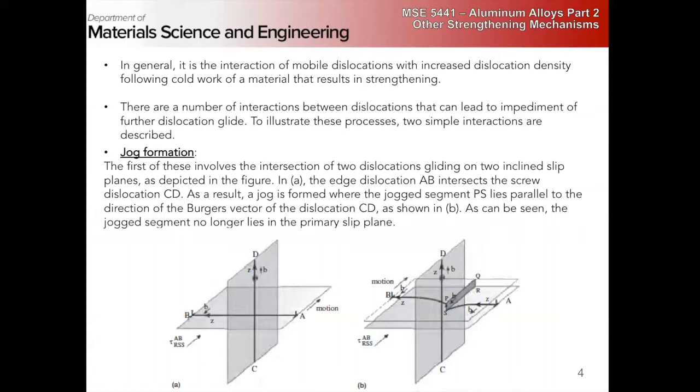So imagine we have this edge dislocation here. It's moving this way in the plane, right? So what happens when these two dislocations intersect each other?